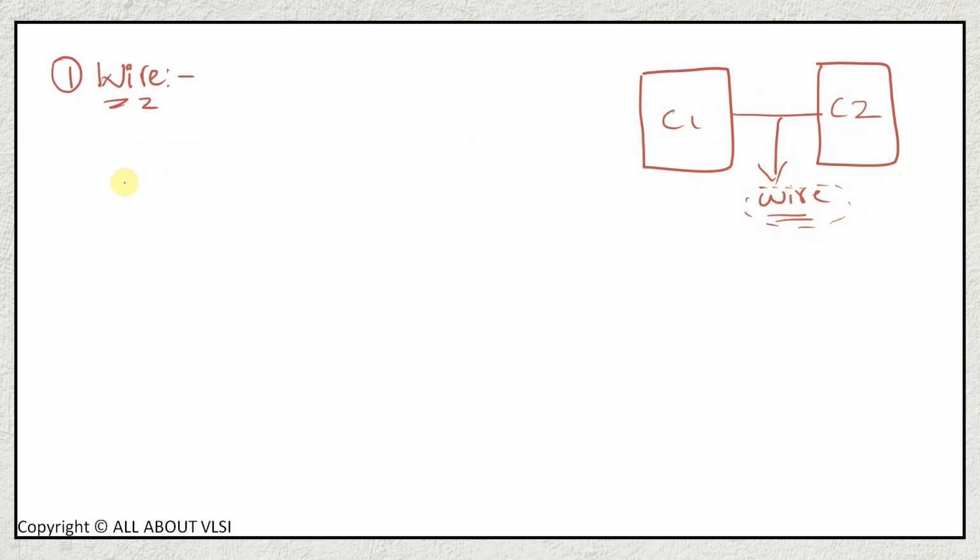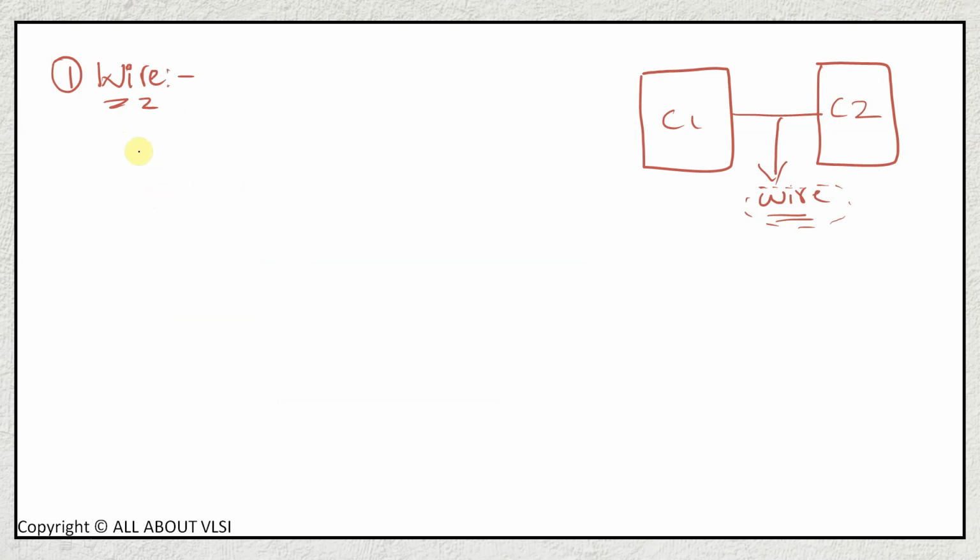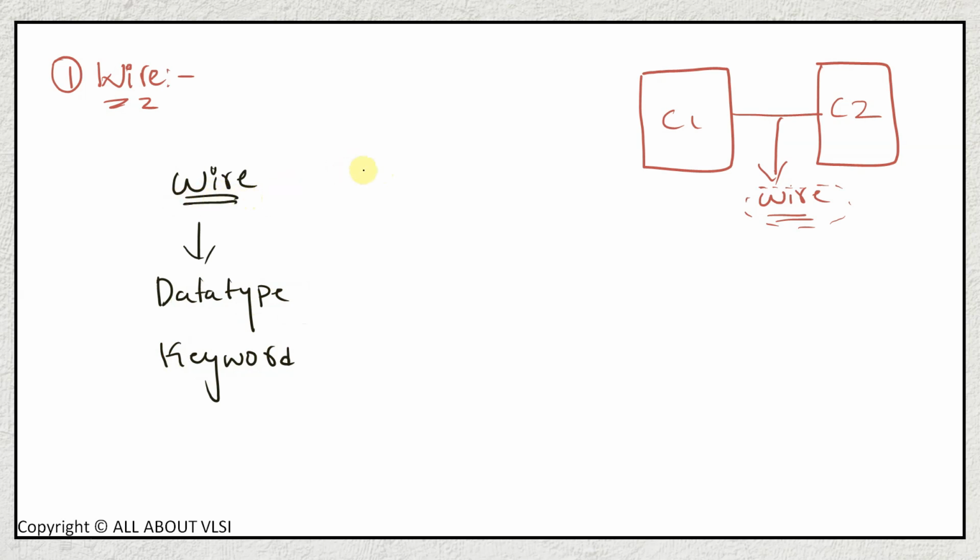Let us see the syntax for declaring a variable of wire data type. You will simply use a keyword which is known as wire. This is a data type, and it is a keyword. This wire is a keyword, so I am using it in lowercase letters. Wire followed by any variable, let's say a. This a is your variable, and this wire is your data type or keyword.